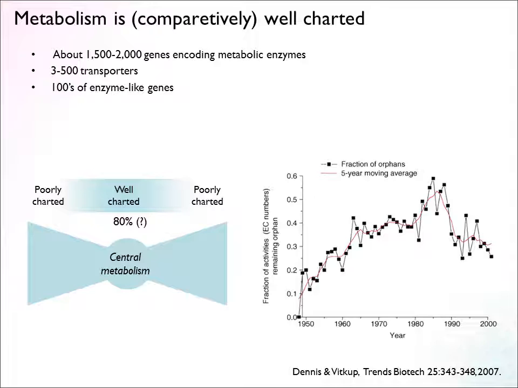This paper is a bit old. Say 80% of all the EC numbers have been identified. We have genes for those, and the rest are orphan. So quite a lot, I would say. Metabolism is comparatively well charted. If you compare it to some signaling pathways where we know a few percent, this is comparatively good, but there are still blank spots.